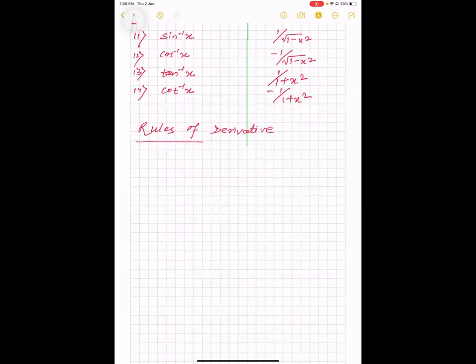Now, what are the different rules we need to follow while differentiating? So the first rule: if you have, let's say, y equals f of x plus or minus g of x. If you have more than one function together, then how do I differentiate? Then we write dy by dx as the derivative of f of x, and whatever sign is there, plus or minus, and then we differentiate the second.